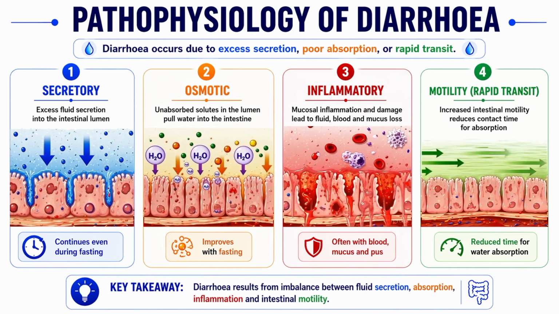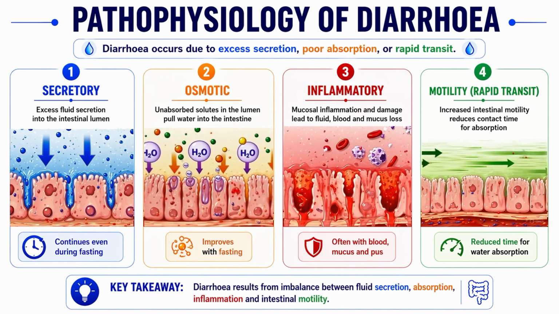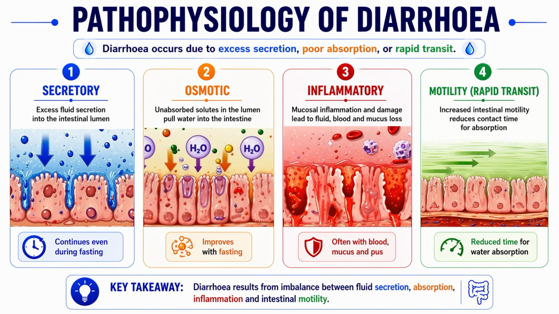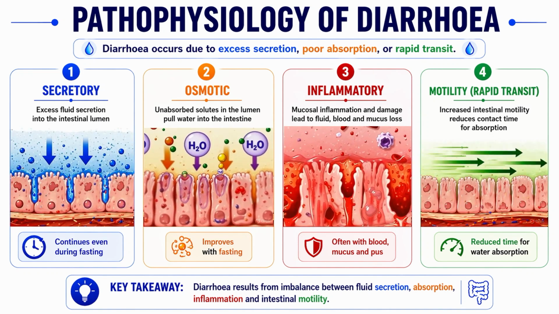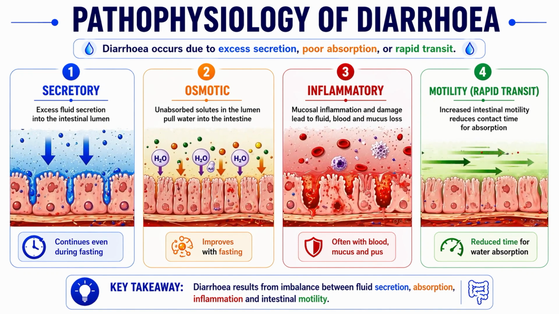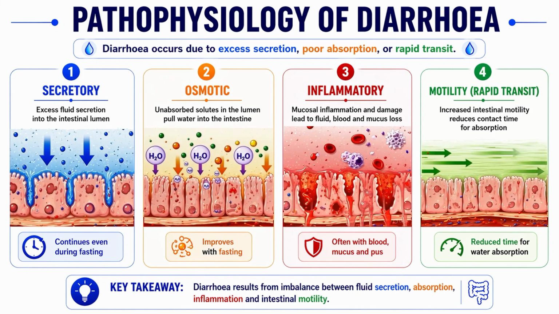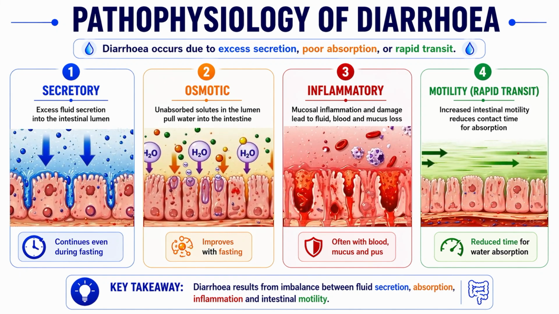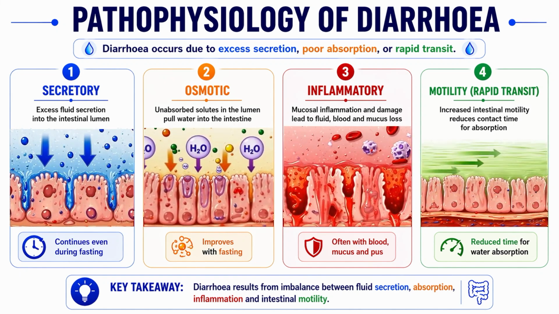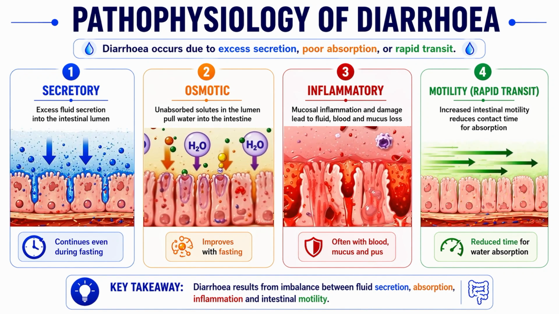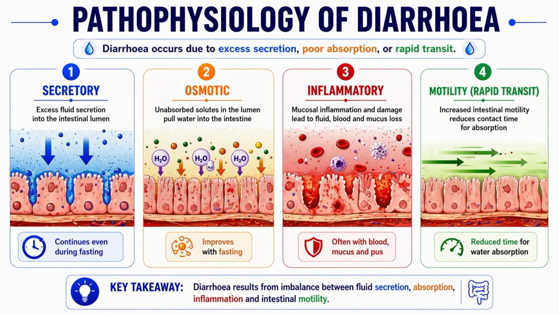Third, inflammatory diarrhea. Here, the intestinal mucosa is damaged, leading to leakage of fluid, protein, and blood. Commonly seen in IBD, that is inflammatory bowel disease, or other invasive infections. Here, the problem is the mucosal injury.